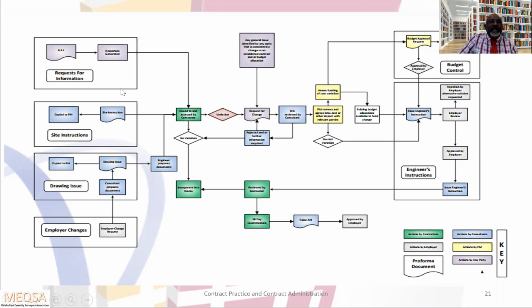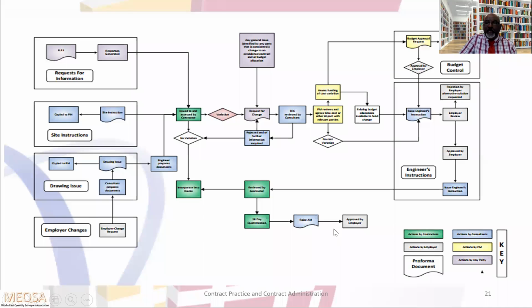Here I have given that the change may arise from the request for information. He will ask for some information, and the contractor will comment. The engineer will comment, and the contractor will say, this is not in my contract. So then he will issue the request for change. This is another change, like the site instruction, the drawing issues and employer changes.